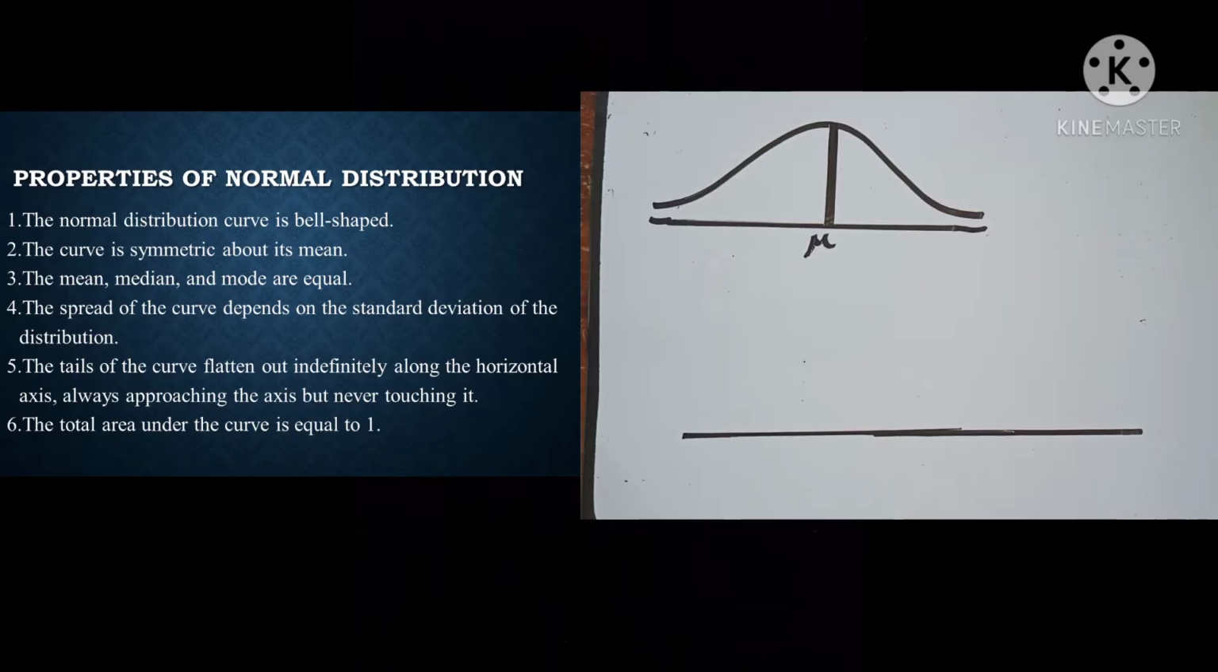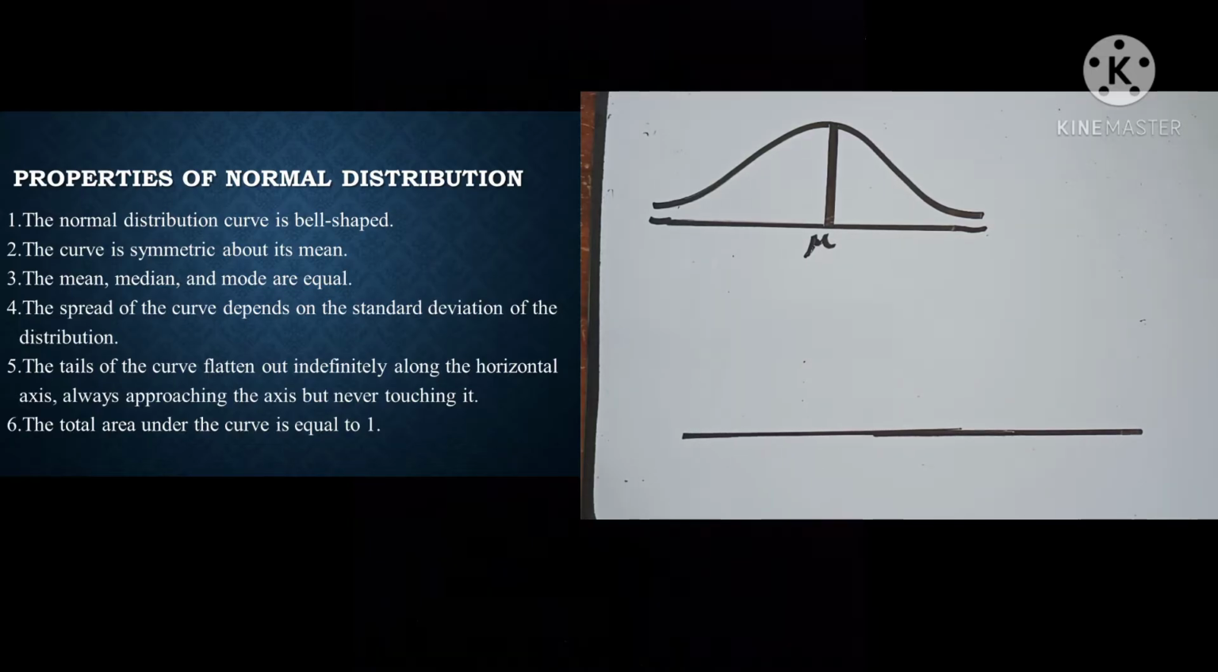And for the third property, the mean, median, and mode are equal. So, equal dapat yung tatlong yon. And for the fourth property, the spread of the curve depends on the standard deviation of the distribution. Yung standard deviation kasi, siya yung nagsasabi kung gaano nag-spread yung data mo, kung gaano mag-spread yung curve mo. Kung gaano magkakalayo yung data mo doon sa curve na yon, magkakalayo or magkakalapit yung values.